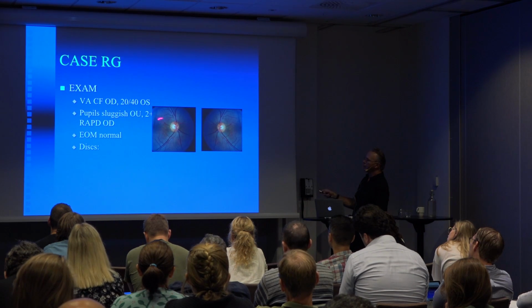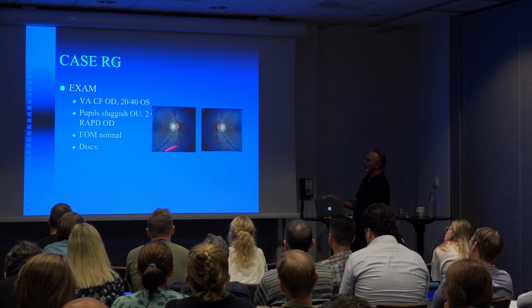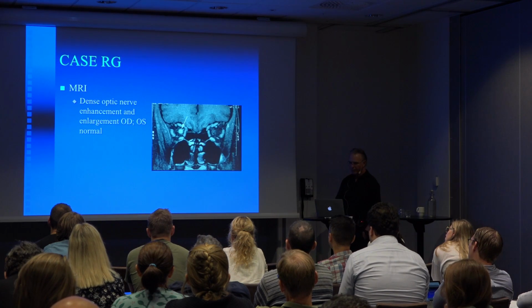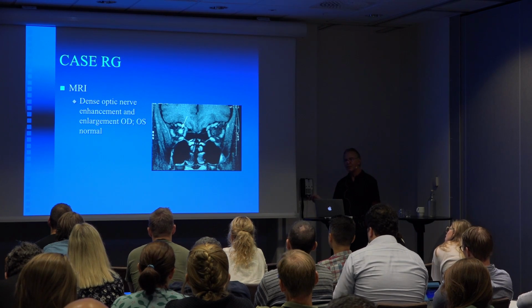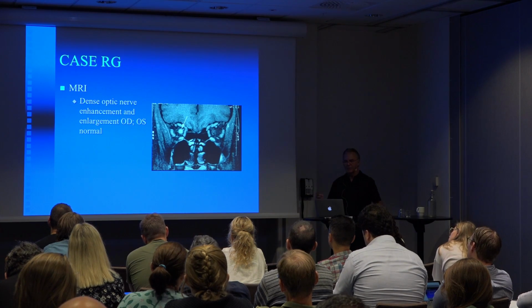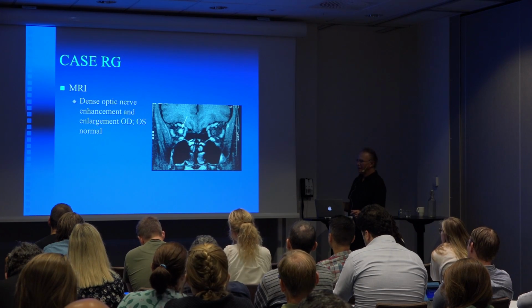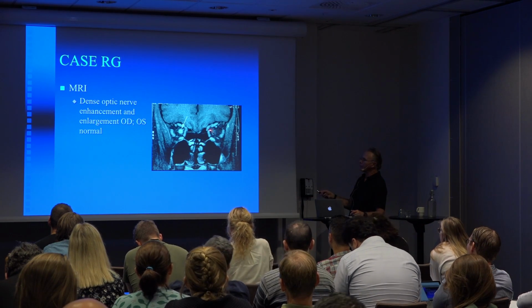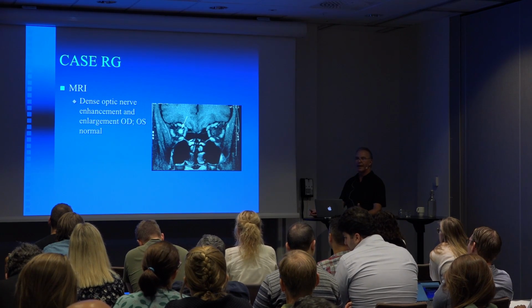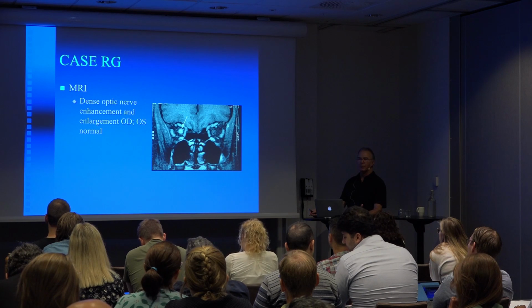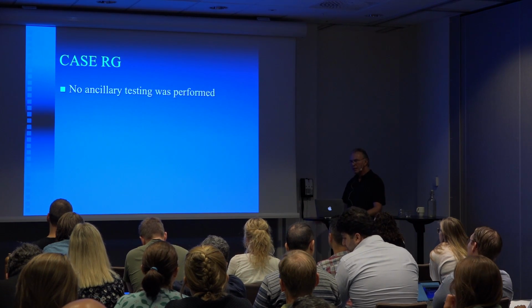Sluggish pupils on both sides, but a relative afferent pupillary defect here with the bad vision. Normal eye movements, discs look like this. Here's her optic nerve. So again, it's a little bit unusual for an MS-related optic neuritis. It's bigger, it's very dense, bright enhancement, and enlarged, and this is the normal optic nerve over on this side. So you're already thinking it's a somewhat older African-American woman, not the 24-year-old white young woman.